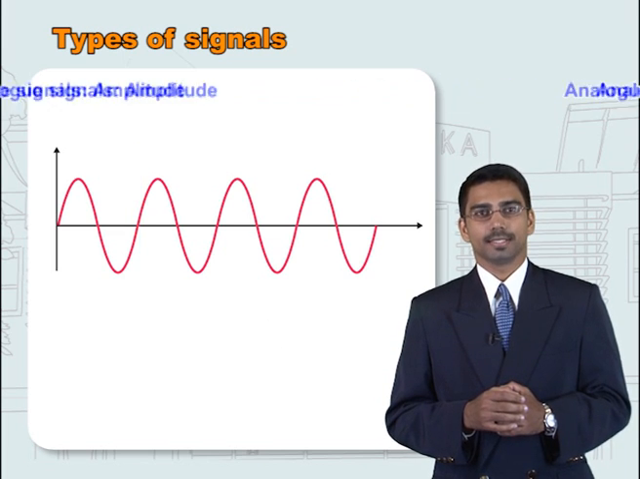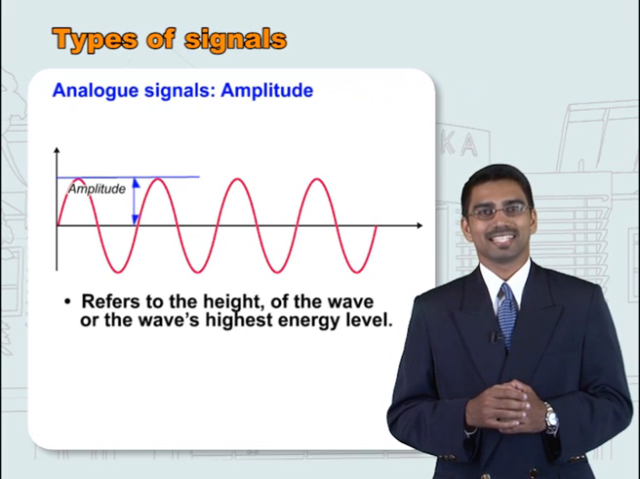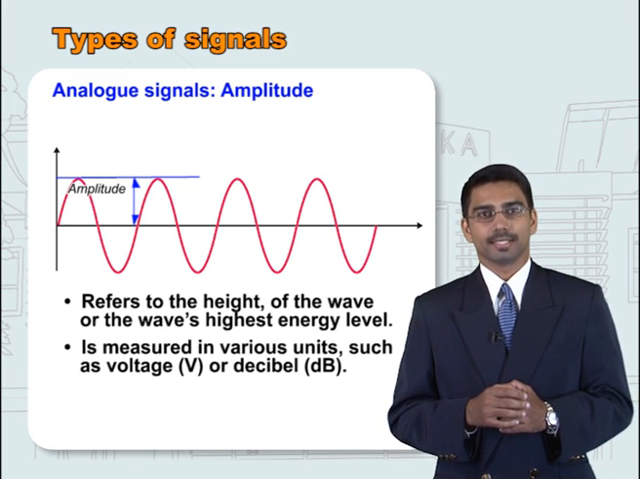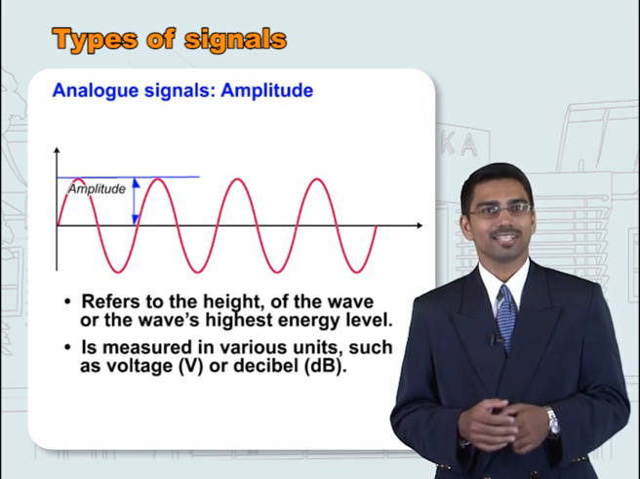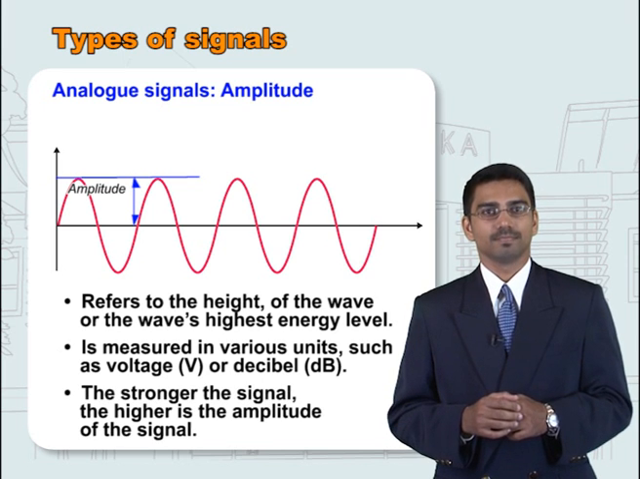The second parameter, the amplitude. Amplitude is the height of the wave or the wave's highest energy level. Amplitude is measured in various units such as voltage V, or decibel dB. The stronger the signal, the higher is the amplitude of the signal.